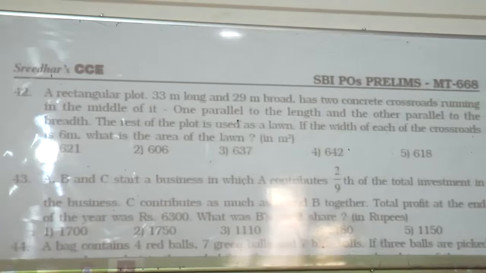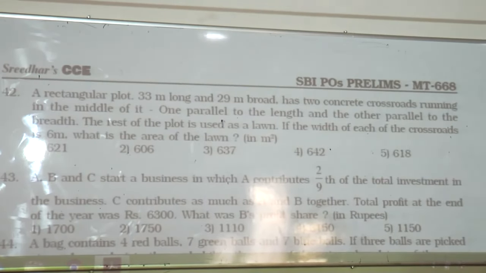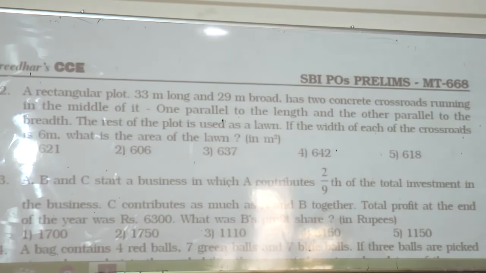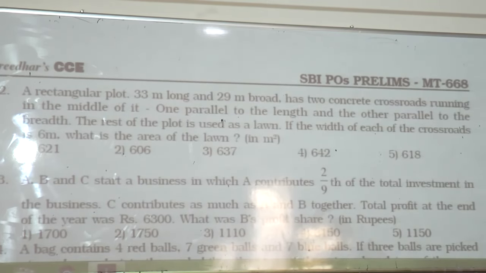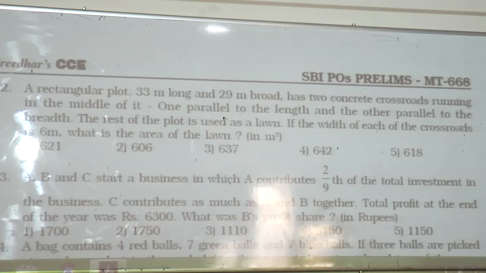The next one. A rectangular plot 33 meters long and 29 meters broad has two concrete crossroads running in the middle of it, one parallel to length and another parallel to its breadth. The rest of the plot is used as lawn. If the width of each crossroad is 6 meters, what is the area of the lawn? Right, look here.